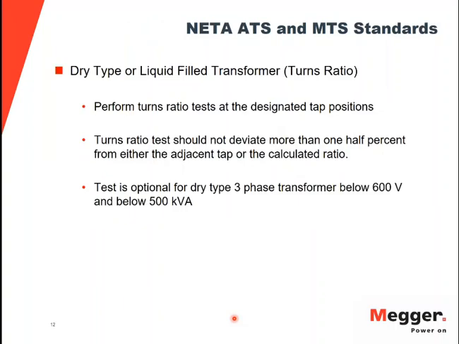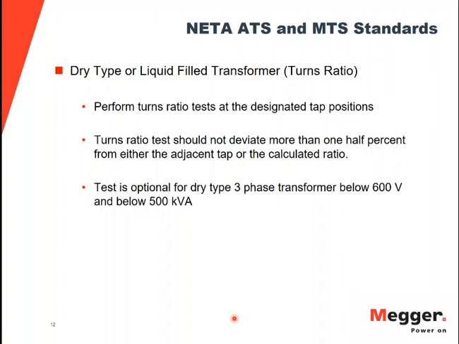If we go outside the IEEE world, there are some other standards. NETA has ATS and MTS standards, the acceptance testing standard and the maintenance testing standard. In both of those standards, for dry type as well as liquid filled transformers, it is recommended to perform the turns ratio test at the designated tap positions. The acceptance criteria is that it should not deviate more than 0.5% from either the adjacent tap position or the calculated ratio from the nameplate.